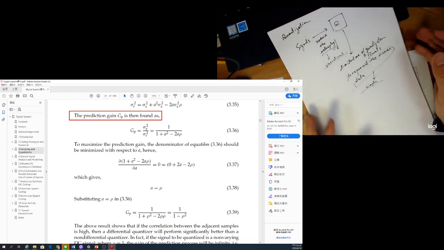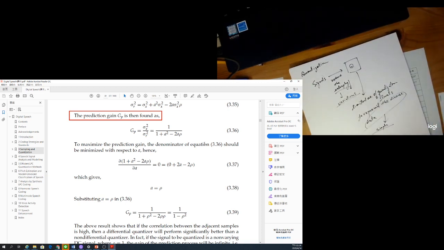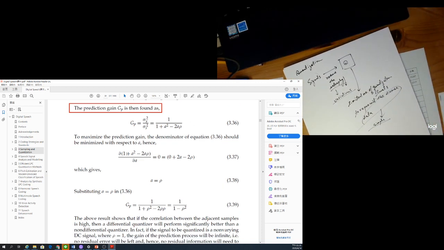Okay, another issue we are talking about is vector quantization. Maybe we cannot finish the vector quantization, so I will highlight what vector quantization is.